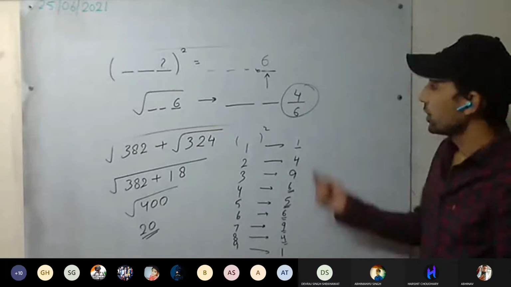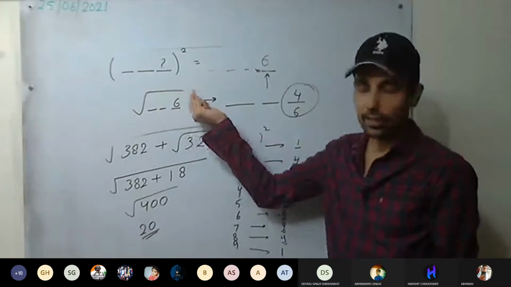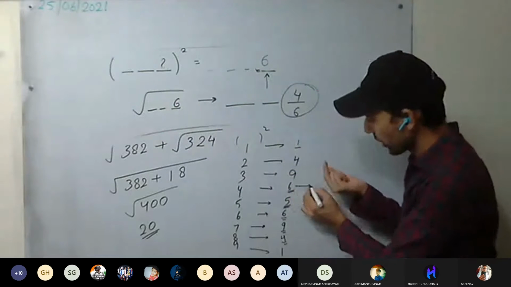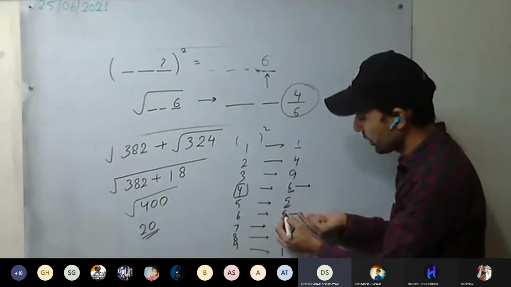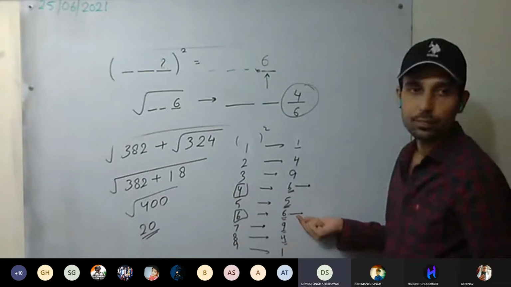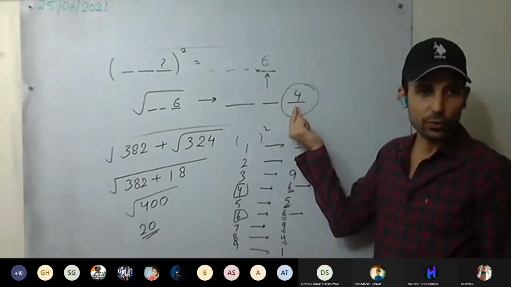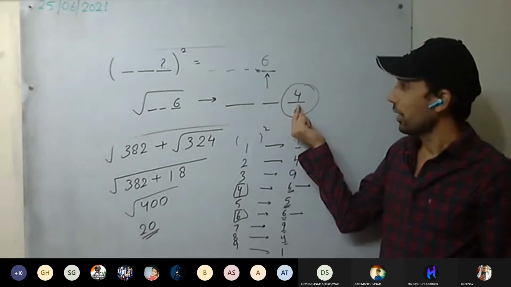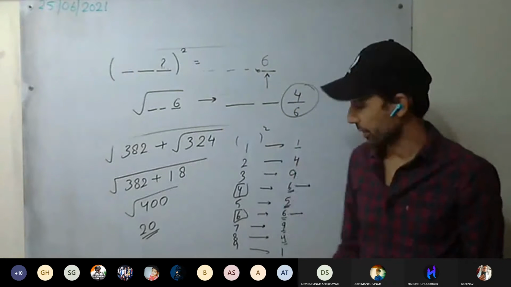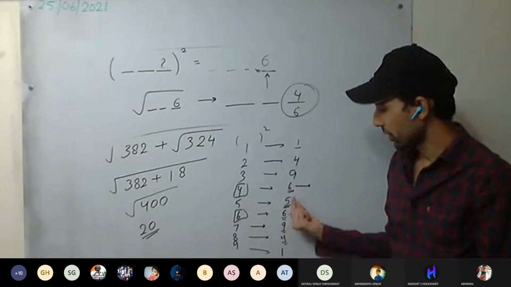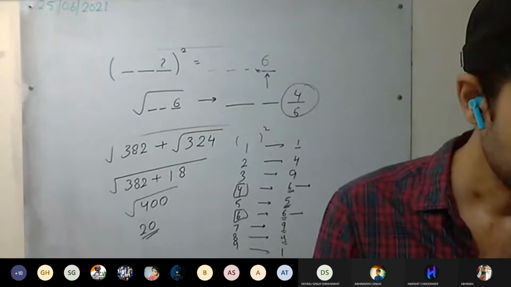So this time the unit digit is 6 and we are taking the square root. Check, 6 we are getting from 4 and 6. So if you take any number in which the unit digit is 4 or 6 and take its square, you get 6 in the unit place. Understood this one? Is this clear to all?